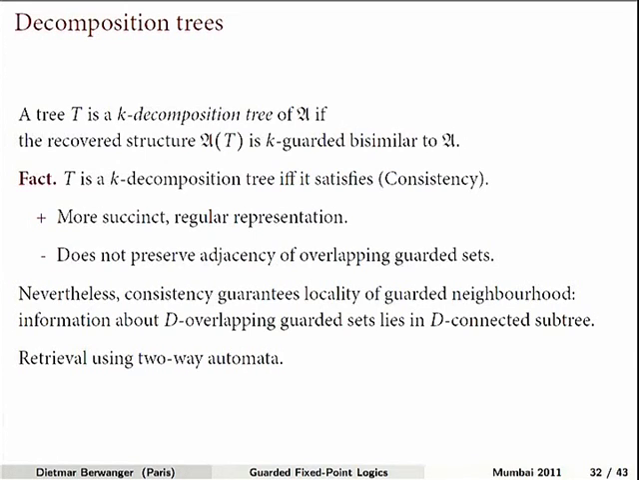So we don't have adjacency anymore, but instead we have some locality, in the sense that as long as I talk about the same elements, about something that will be contracted to the same element in my recomposed structure, I have to follow directions that fix this element. So now we have a much thinner representation, and the property that all the information about a guarded tuple lives somewhere in a subtree.